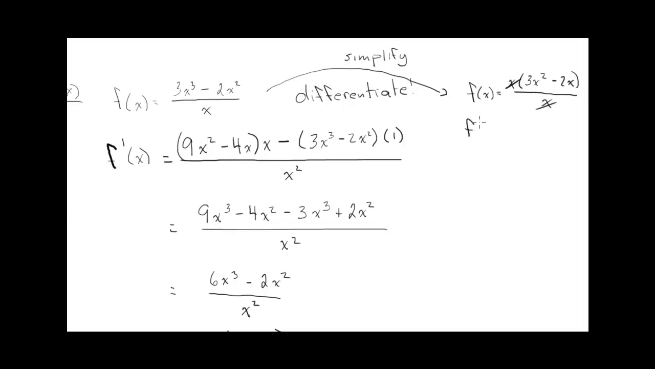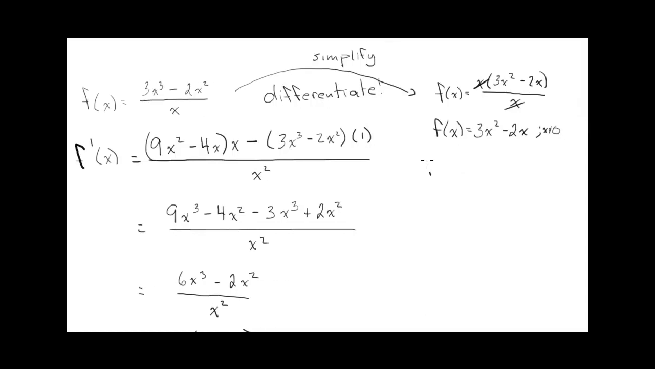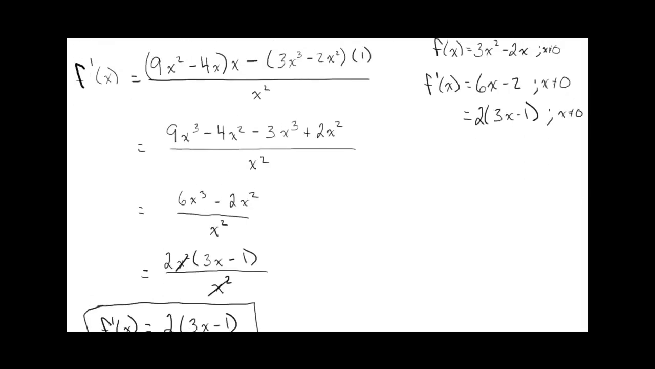Those go away, so f(x) is actually just equal to 3x squared minus 2x, as long as x does not equal 0. Remove over a bit. And then to do the derivative, it's just the derivative of a simple polynomial. So that's 6x minus 2, as long as x does not equal 0. If you want to factor that, it'd be 2 times (3x minus 1), as long as x does not equal 0. So notice that this derivative, which we got, is the same as the derivative we had over here.